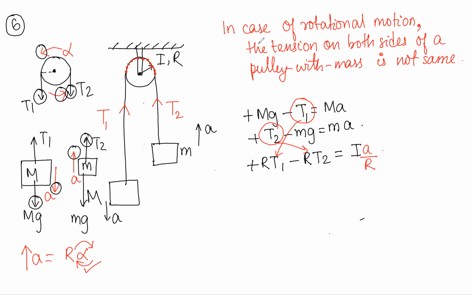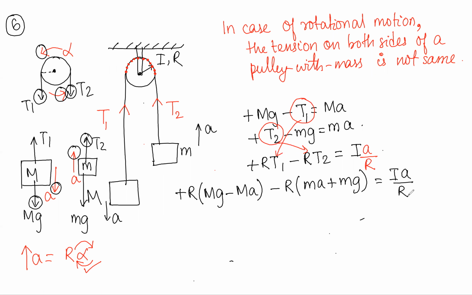So what will you get? You'll get plus R multiplied by T1. So what is T1? mg minus ma. So mg minus ma, minus R T2, is equal to ma plus mg, is equal to Ia divided by R. So right now you can divide the entire equation by R. तुम यहाँ से R हटा दो, R यहाँ से हटा दो, and over there you can just write Ia divided by R square. Solve. ठीक है, इसके आगे क्या करना है?